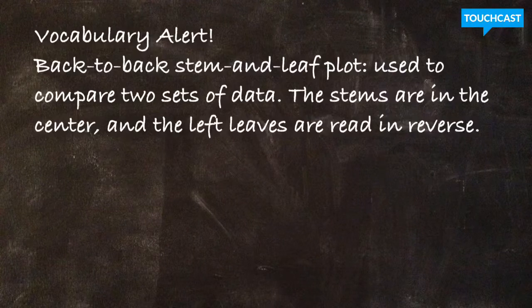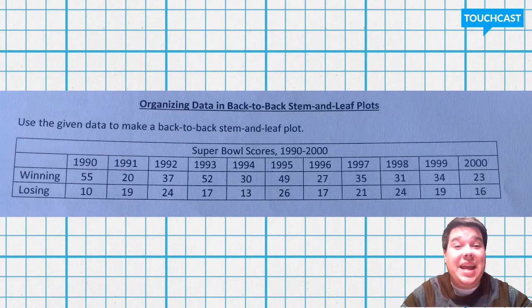Here comes our second vocabulary alert for the day, a back-to-back stem and leaf plot. So we use these to compare two sets of data, and this time the stems are in the center, and we read the left side in reverse. So here we have a table of data that we're going to make a back-to-back stem and leaf plot for on Super Bowl scores from 1990 to the year 2000. We've got winning scores and losing scores.